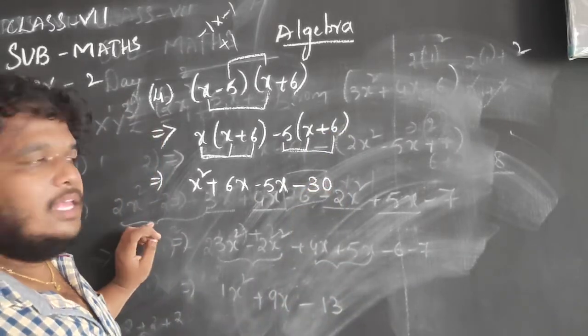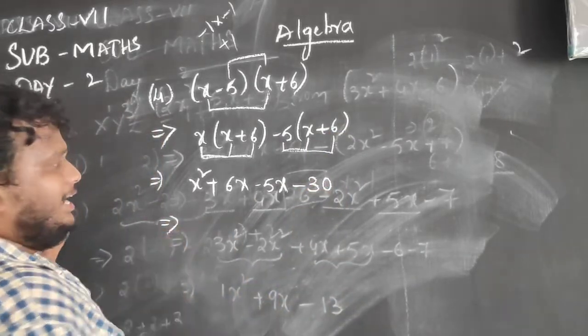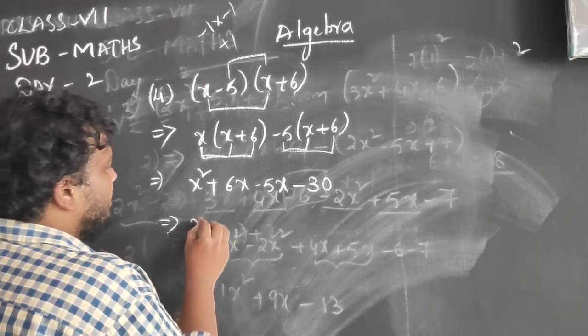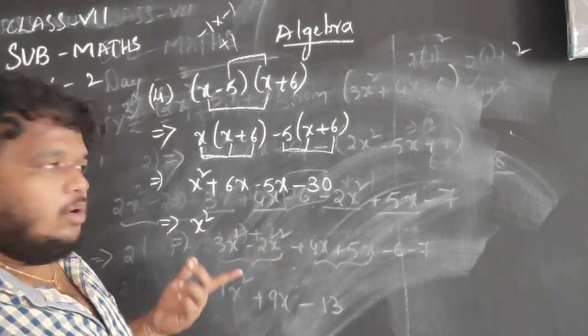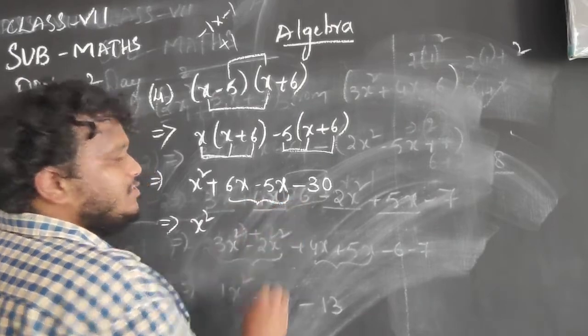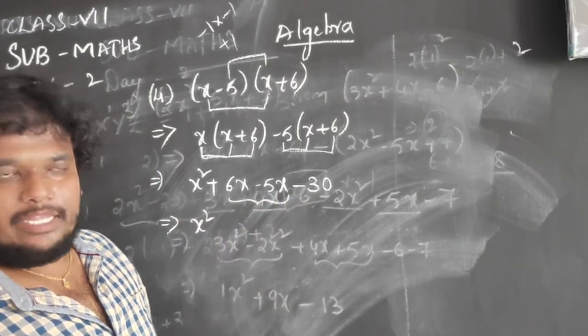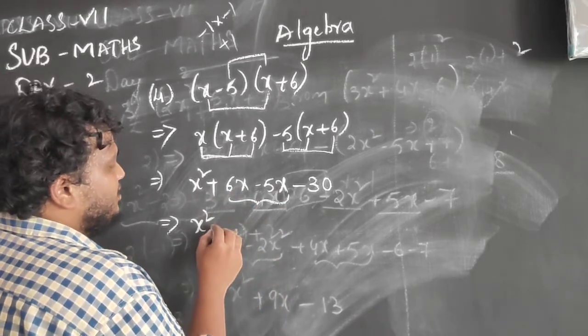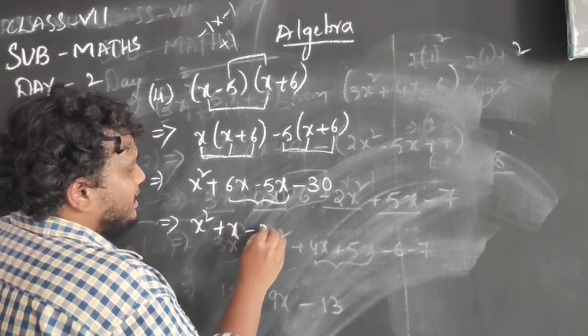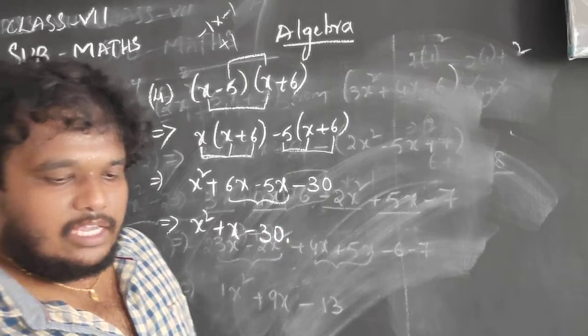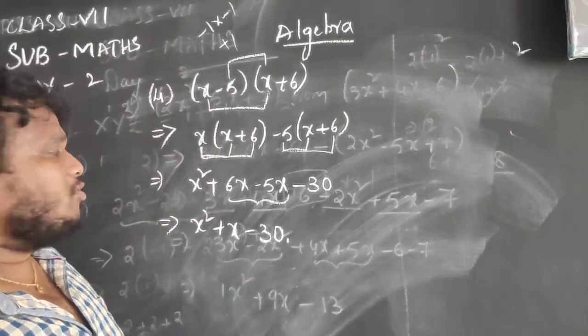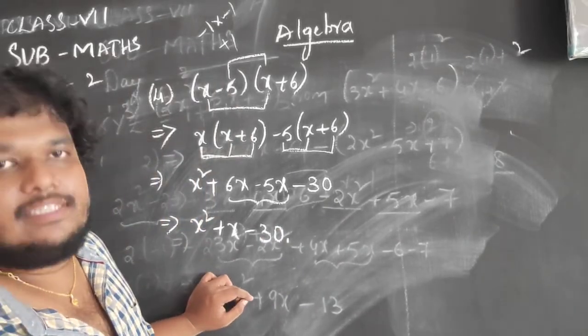Okay, 5 sixes are 30. Now solve. What are the like terms here? x square. Is there any one more x square? No. Okay, now 6x minus 5x, they both are like terms, so I can solve them. I can add or subtract them. So 6x minus 5x will be plus x, and minus 30 is the answer. If you see in your option 3, x square plus x minus 30 is the correct answer.